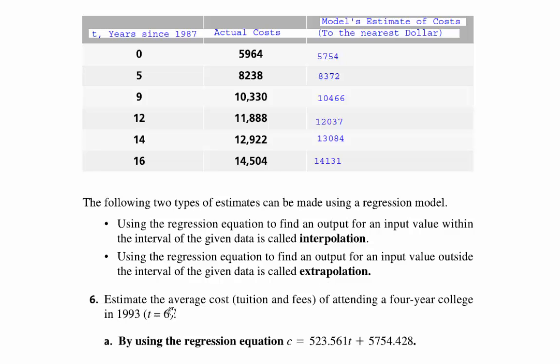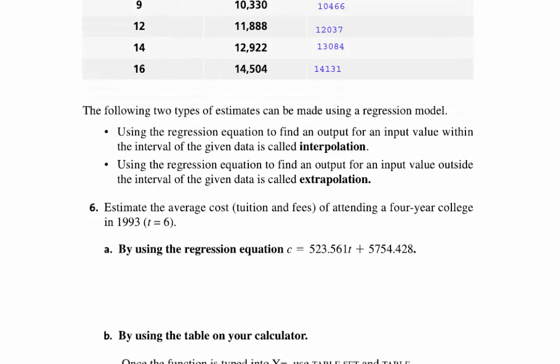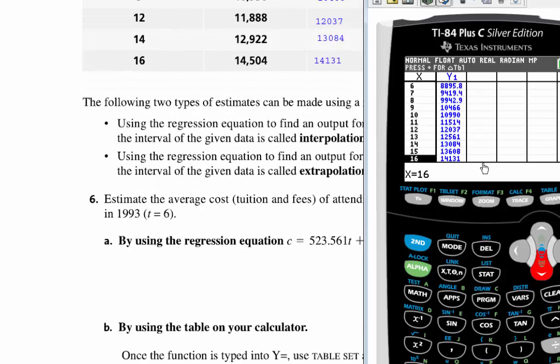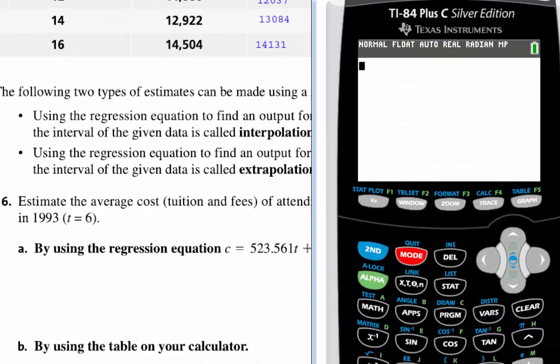Question 6 says, okay, estimate the average cost of tuition in 1993. So remember, 1993 is 6 years after 1987. So I'm going to place the 6 in for t and come up with an answer. So let's do that. We'll pull out our calculator. I'll press second and mode to get out of this area.